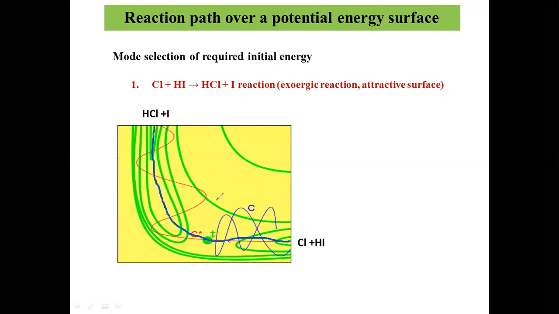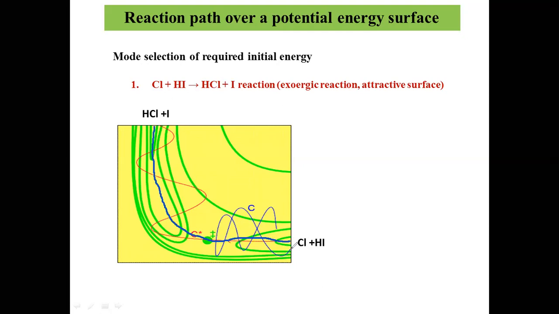Okay. Now look at this blue curve. This is also another trajectory. Now if you look here, you will realize that this motion is along this, right? So that means it is a kind of vibration of the HI, right? So instead of having the energy requirement in the translation, if we give the vibration, that means we are vibrationally exciting HI, and the relative translation is low.